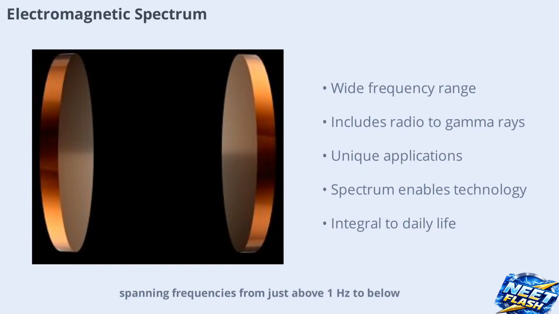Electromagnetic spectrum is the complete range of electromagnetic radiation, spanning frequencies from just above 1 Hz to below 10²⁵ Hz and wavelengths from kilometers to atomic scales. This spectrum includes radio waves, microwaves, infrared, visible light, ultraviolet, X-rays, gamma rays, and cosmic rays. Each type of electromagnetic wave has unique production methods and applications.